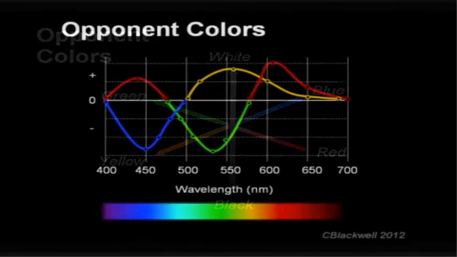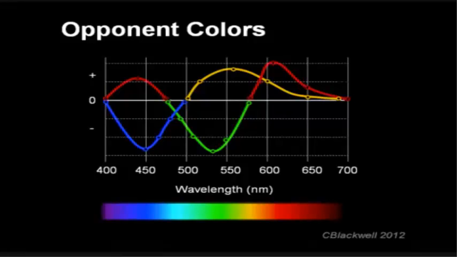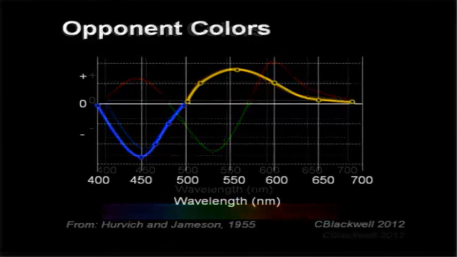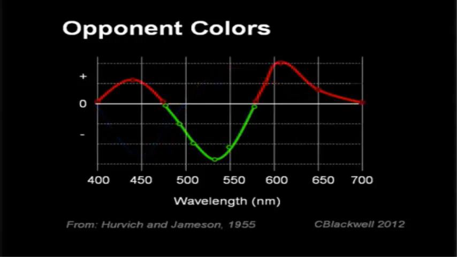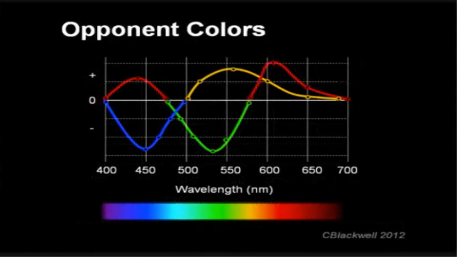Here is another way of looking at the result of opponent color response. This is the blue versus yellow channel. Below 500 nanometers, the blue side dominates. Above 500 nanometers, yellow dominates. The red versus green channel looks like this, with red dominating at each end and green in the middle. When you put the opponent channel functions together, here is the result.